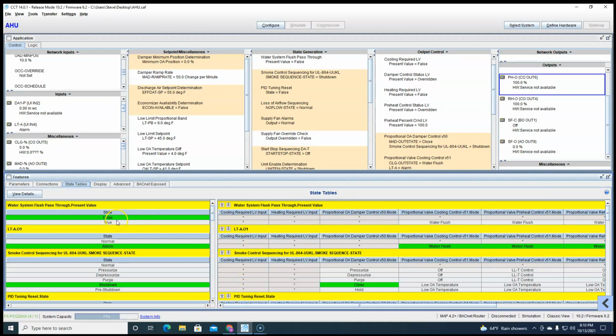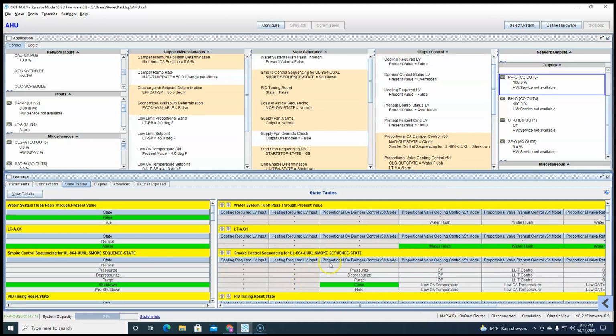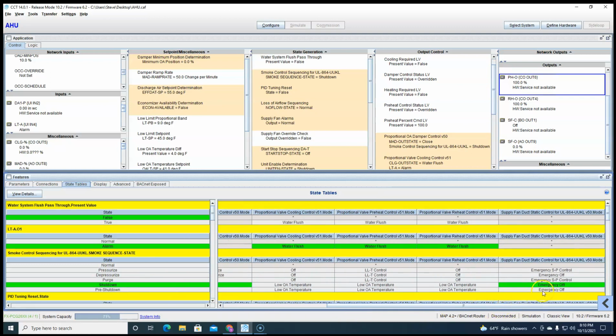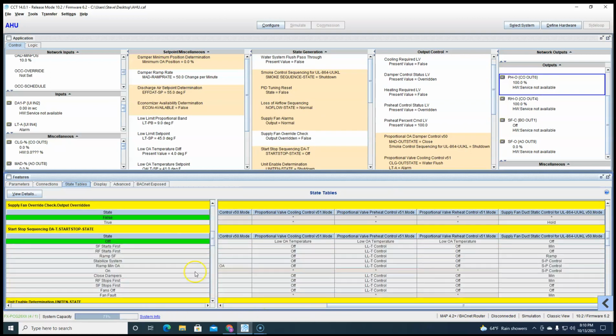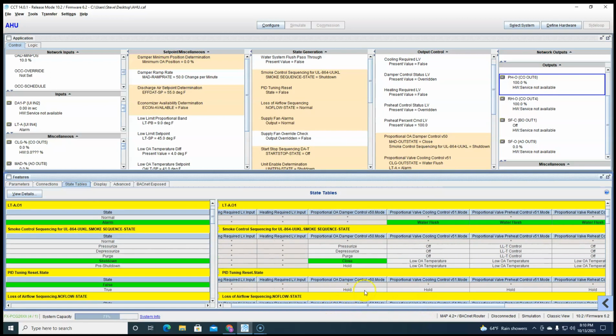So we can go down the line here. Look, low temp alarm is an alarm. Well, that's causing the cooling valves to be off, but nothing else. We go down here. Smoke control is in shutdown mode. That's causing the outside air damper to be closed and the supply fan to be emergency off. Okay. We go down, that covers all that, so it doesn't matter that this is in hold because it's being commanded at a higher level.